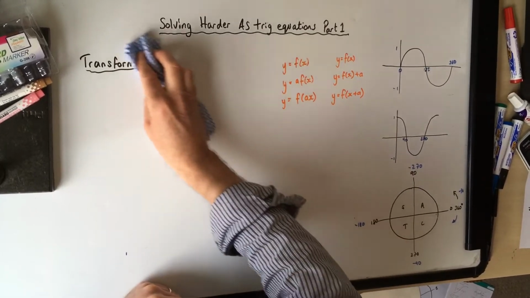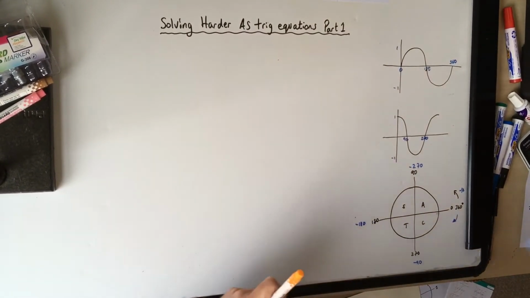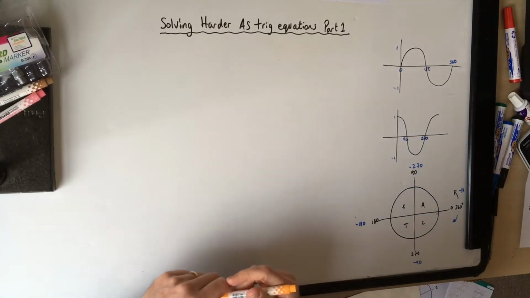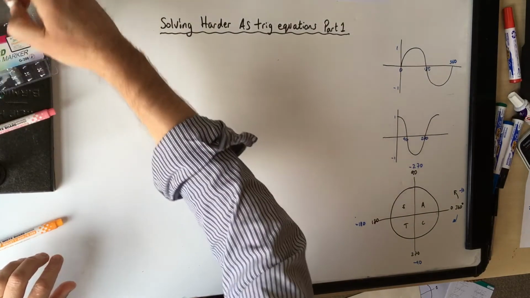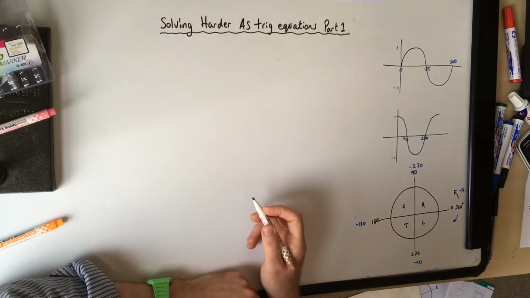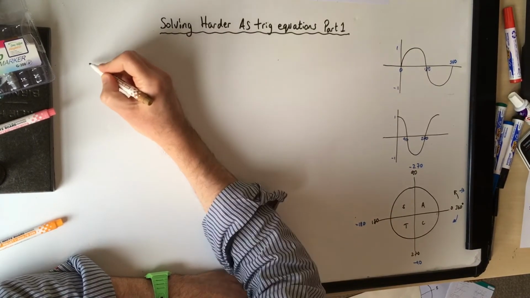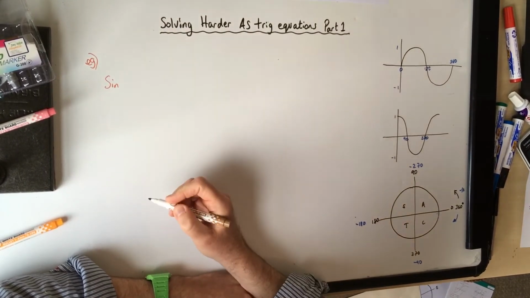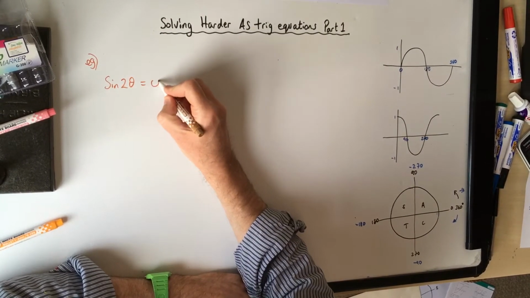Right, okay, so let's have a look at some of those transformations then. So I'm going to start with, pick a colour. Do you know what, I've not used brown, so I'm going to use brown and pink I think today. So we're going to have a look. I'm going to start off with, so these are my examples for you. I'm going to do solving sine of 2 theta is equal to 0.